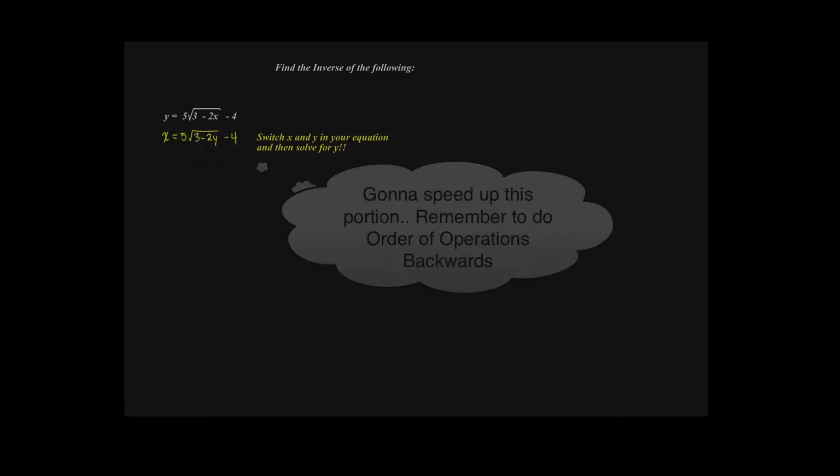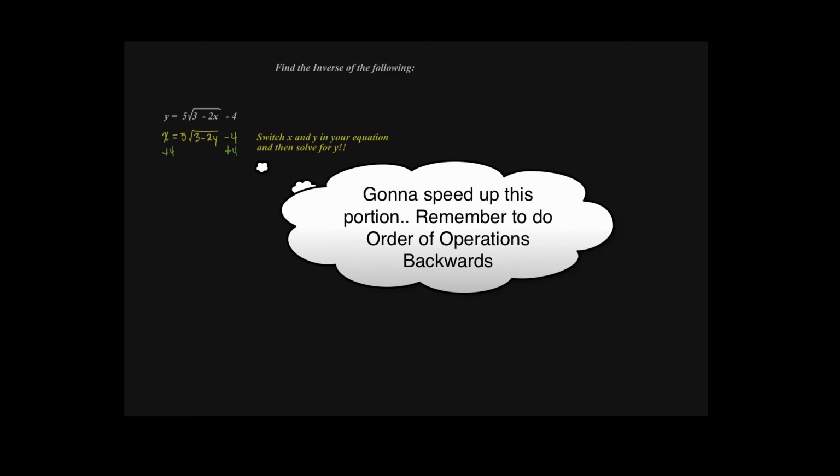Well, business as usual. We're going to end up switching the x's and the y's and solving for y, just like we did before, nothing new. So when I switch x and y, I get this function here. X equals 5 times the square root of 3 minus 2y, minus 4. Everything's the same. The only difference is these two switched.